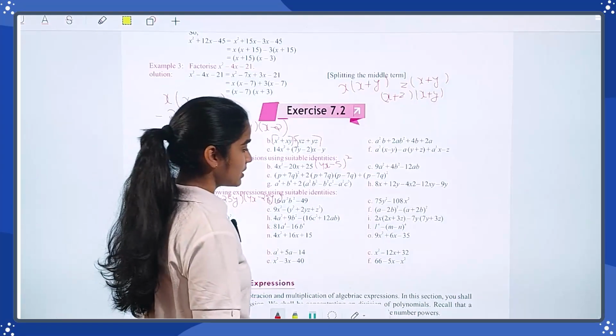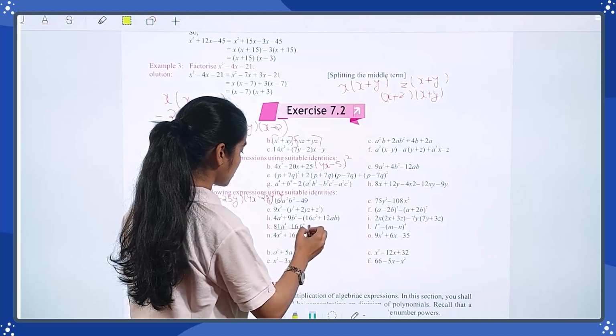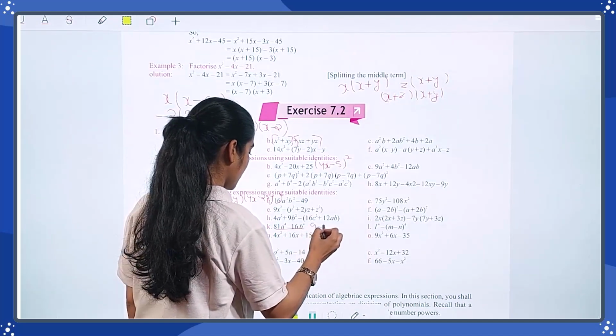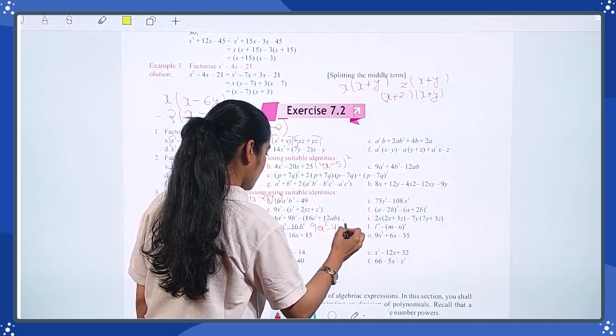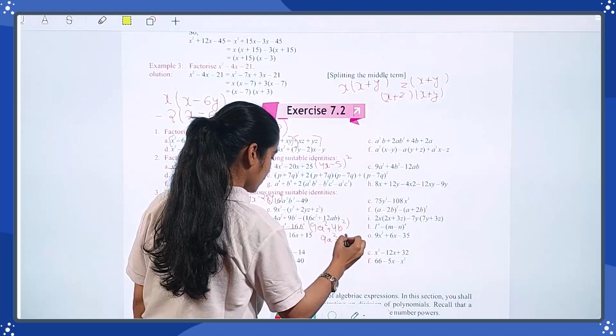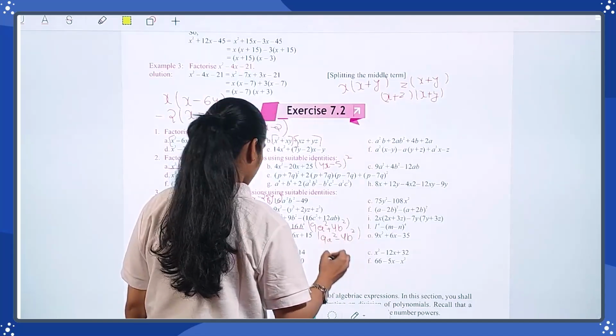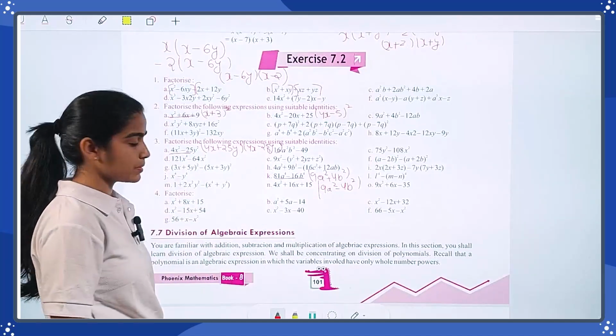Next we have 81a square minus 16b square, which is (9a) square minus (4b) square. So (9a plus 4b) and (9a minus 4b). So it is a square minus b square, which is (a plus b)(a minus b).